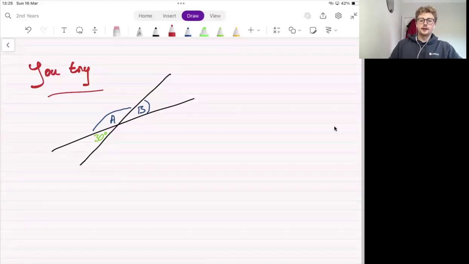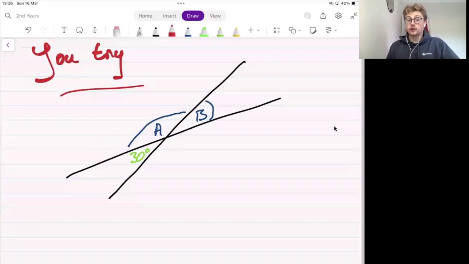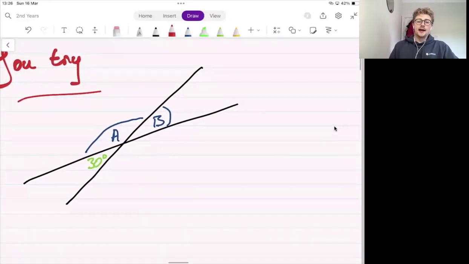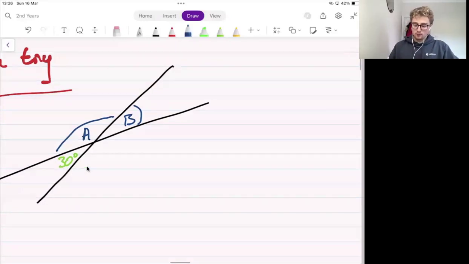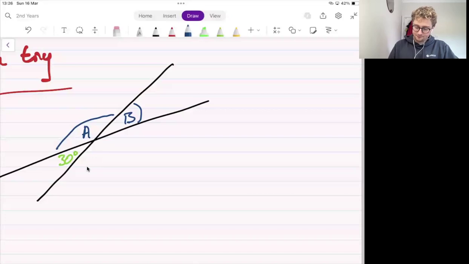Okay, right. So, let's take the low-hanging fruit first. Let's take the easy route. B and the angle 30 degrees are vertically opposite from each other, so the angle B is going to be 30 degrees. So B is equal to 30 degrees. Okay, so we have that. So now to find the angle A. So that's just from 30 and B being vertically opposite.